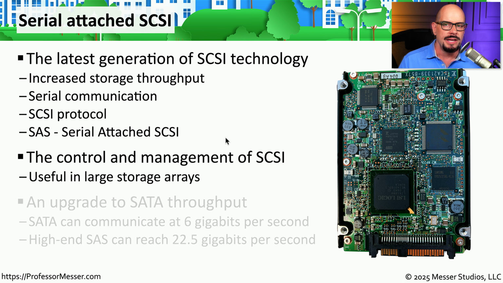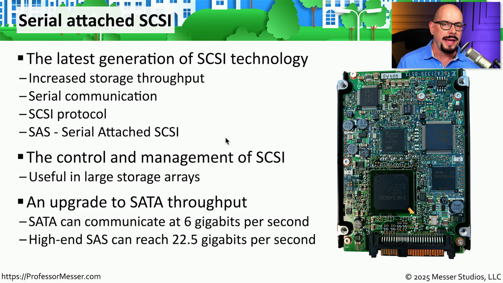on these drives. And by upgrading the communications path to be a serial connection, we can now reach speeds of approximately 22.5 gigabits per second. And this is obviously much faster than the 6 gigabits per second that you would commonly get from SATA. And we expect that future versions of Serial Attached SCSI will even provide faster throughputs than what we're seeing today.